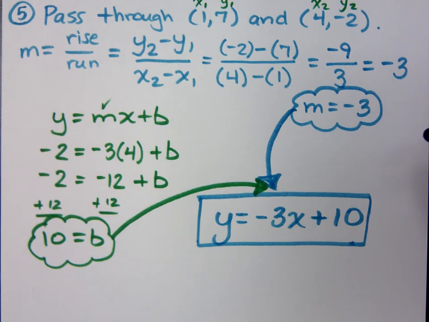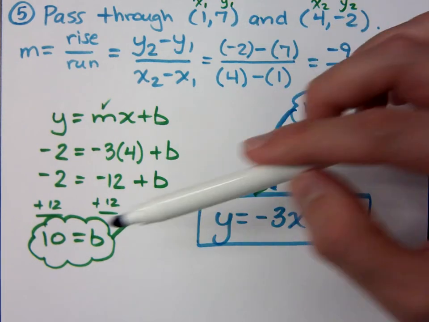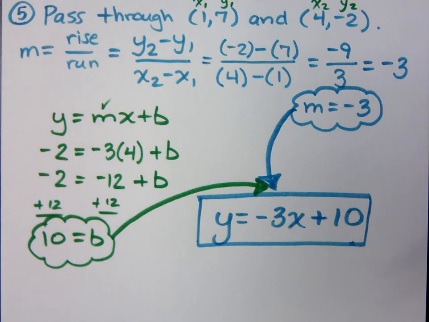Do you believe me? Yes. Would it make a difference if you start off by saying, okay, negative 7 equals negative 3 times 4 plus b? It's still all going to come out the same, right? 7, not negative 7, but if you'd used 7 and 1, you would have gotten the same thing. You would have gotten the exact same thing.